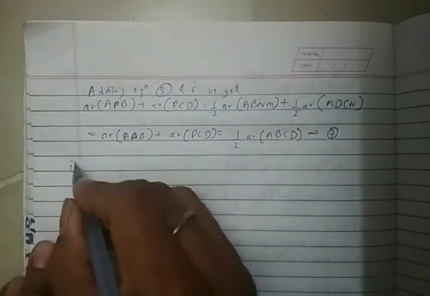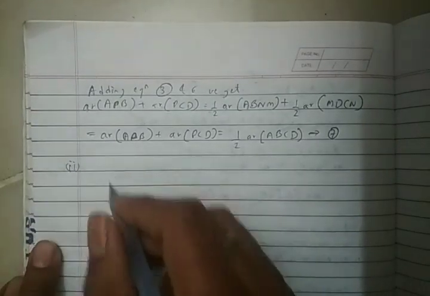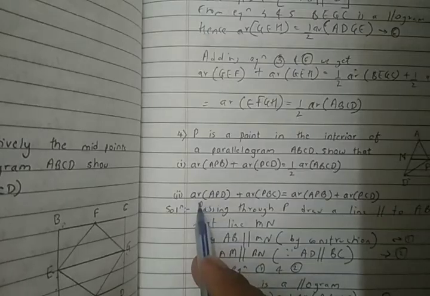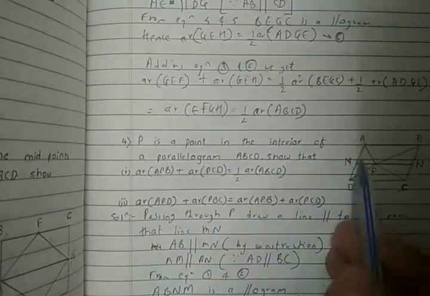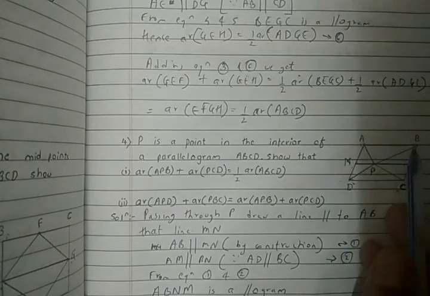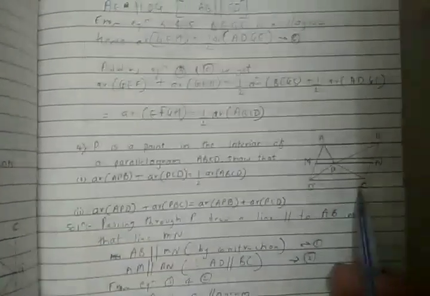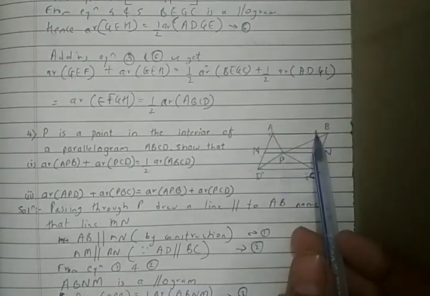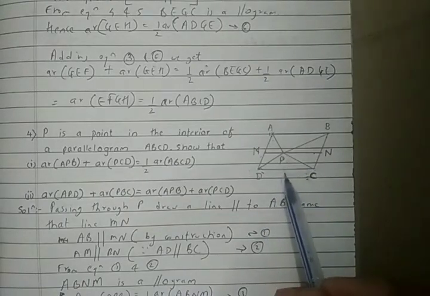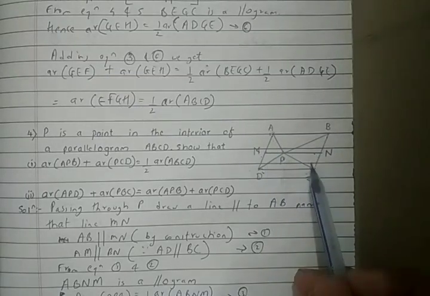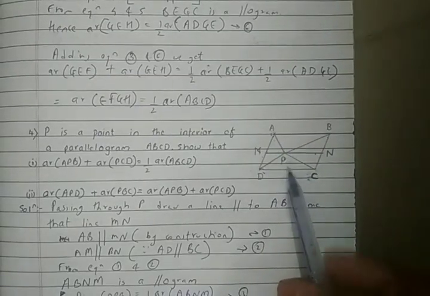Now we'll try to prove the second part of the question. For that, let us read what we have to prove. We have to prove that area of APD plus area of PBC is equal to area of APB plus area of PCD. The area of these two triangles is equal to the area of this plus this.